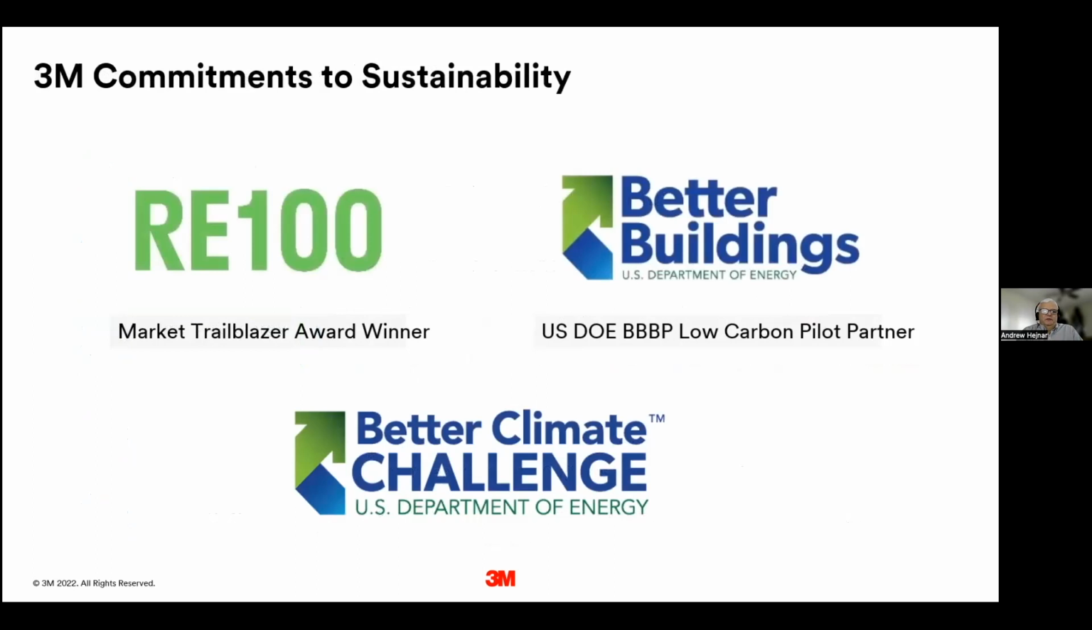We are part of many different organizations. RE100 is one of them, where we committed ourselves to be 100% renewable electricity-wise by 2050. We are also part of Department of Energy Better Buildings low carbon pilot partner, and again, Department of Energy Climate Challenge partner as well.